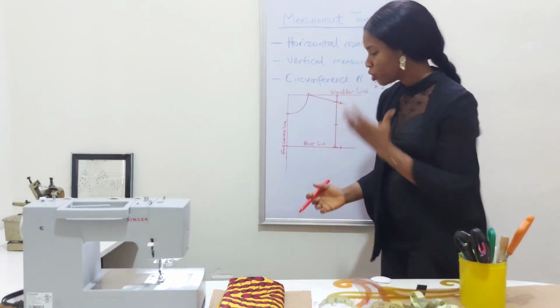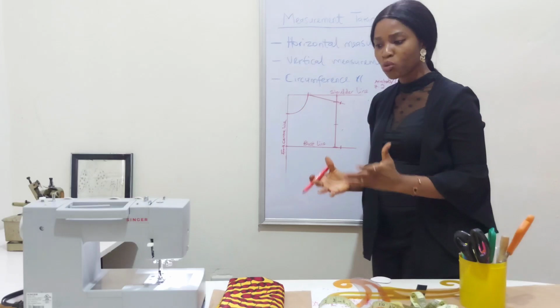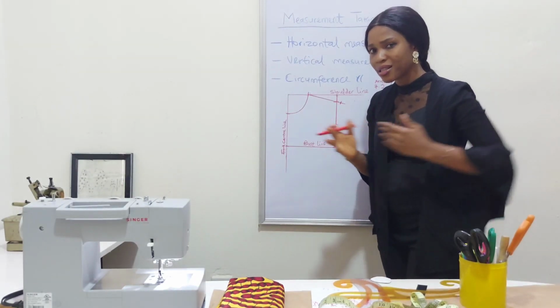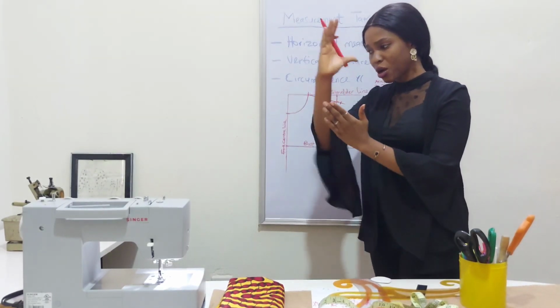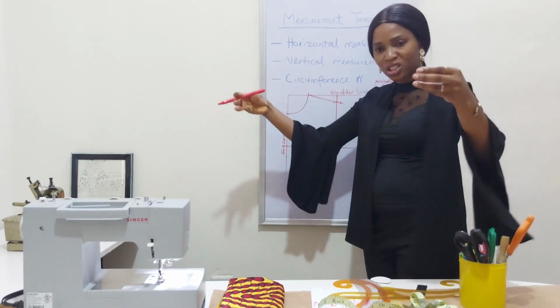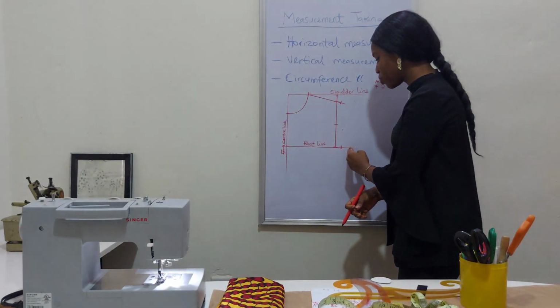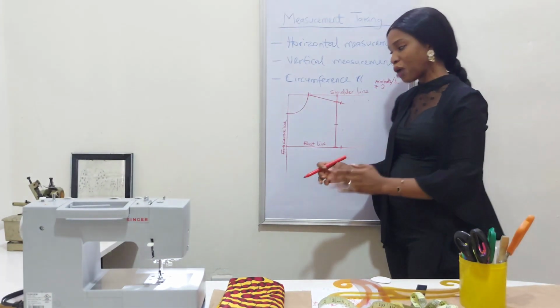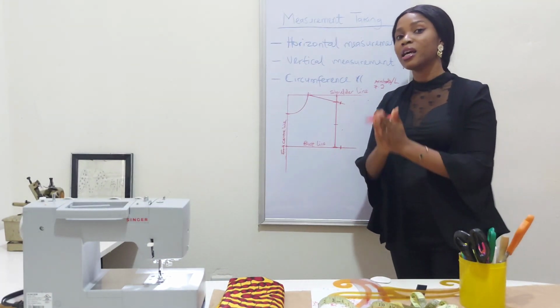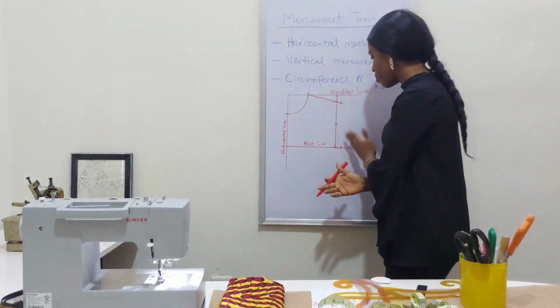Remember, when you're doing your pattern, you need to put in side seam allowance. That's allowance that would enable you to stitch the front and the back parts together. So you need to add some allowances, but for now I'll just be making it exactly the measurements.